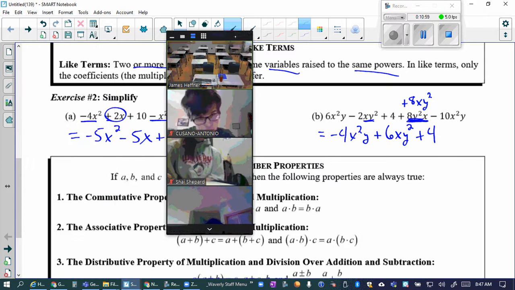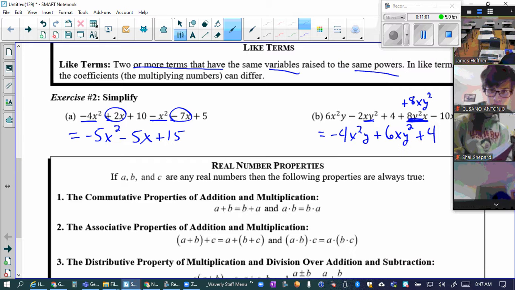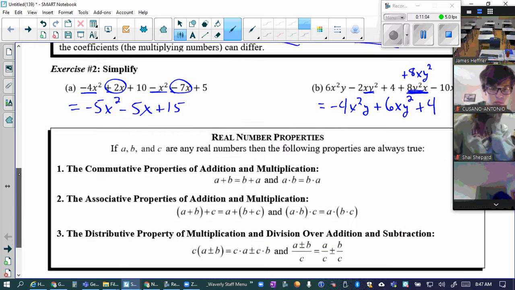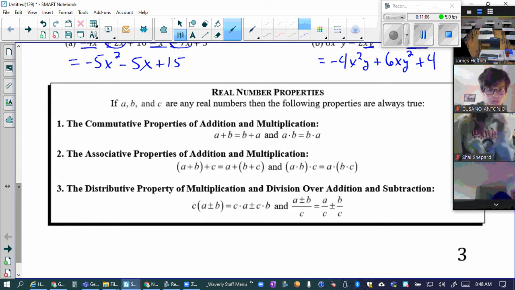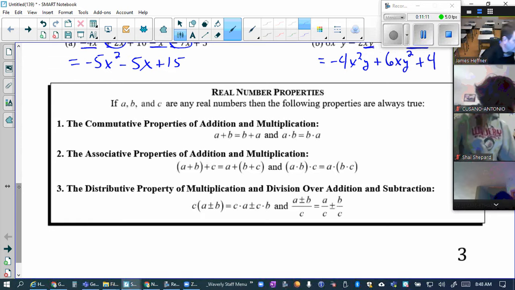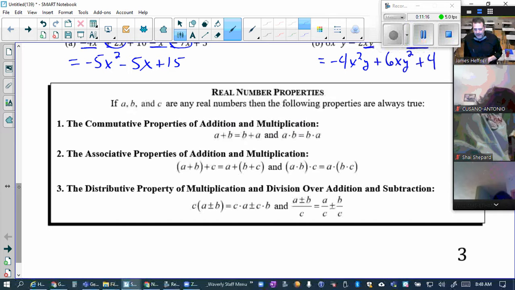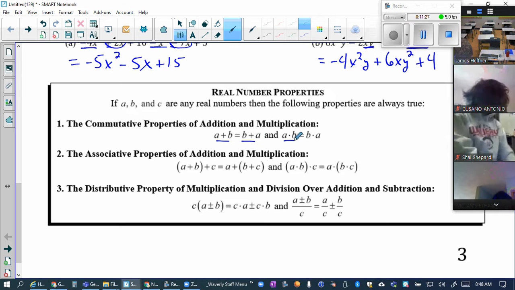All right, down below that, here are some properties. I think these still teach them in algebra. The commutative property, the associative property, and the distributive property. Commutative, what's the root word of commutative? Commute, right? What does it mean to commute? Move around, right? So we have a commutative property of addition and multiplication. And we just saw that in that last example. A plus B is the same as B plus A, and A times B is the same as B times A. We can move them around.